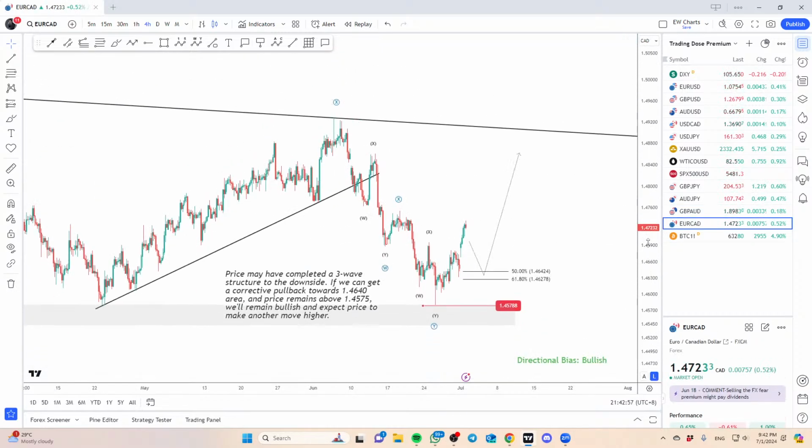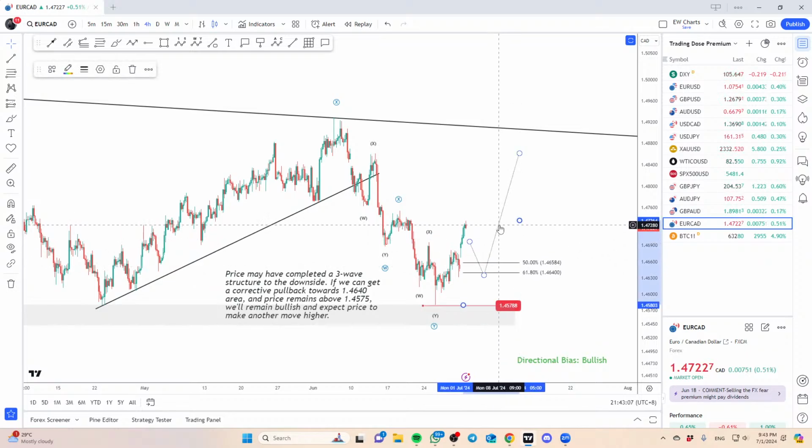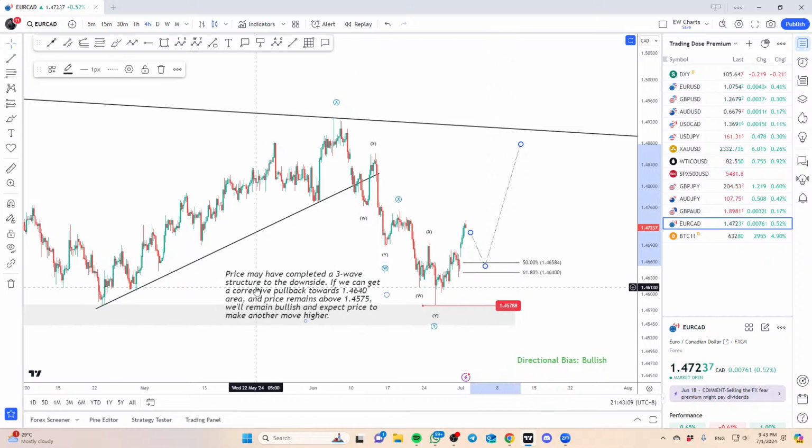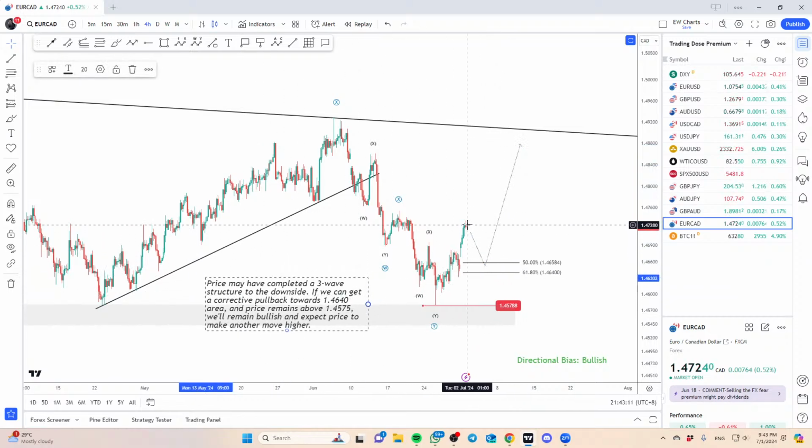Euro Canadian is quite clear. This is similar to euro dollar, where we have a positive sentiment on the euro side of things. Let's actually pull up a little bit more. I'm waiting for that pullback. As you can see over here, basically we can get a three-wave pullback towards the 50 and 618 zone.